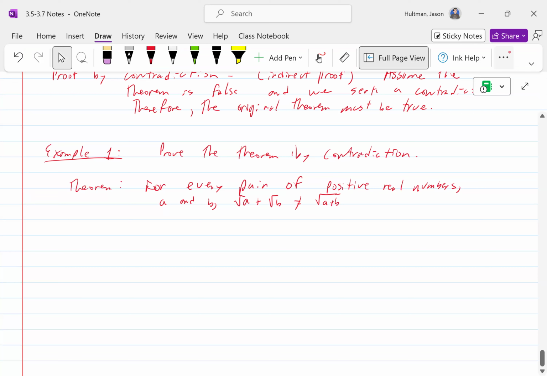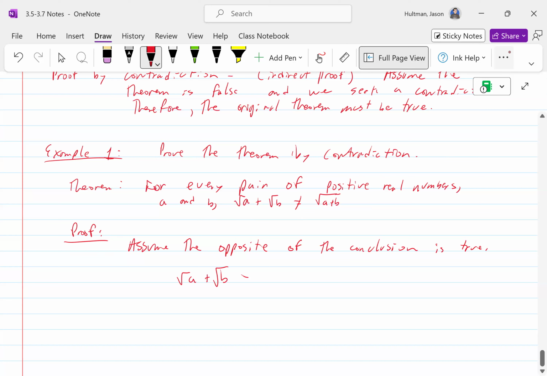Okay, so proof. Assume the opposite and seek a contradiction. Assume the opposite of the conclusion. We're going to assume that the opposite of the conclusion is true. So we're going to say that the square root of A plus the square root of B equals the square root of A plus B.